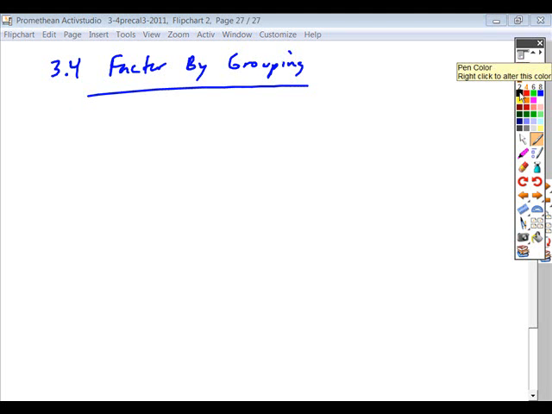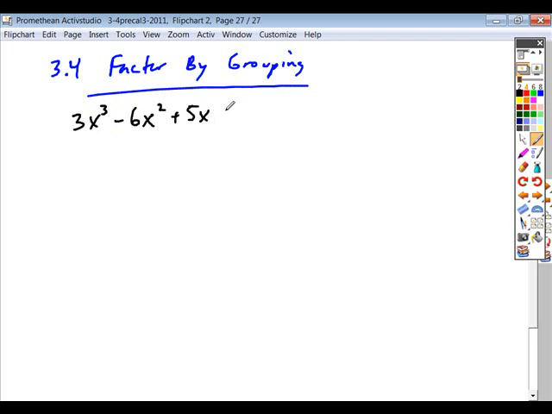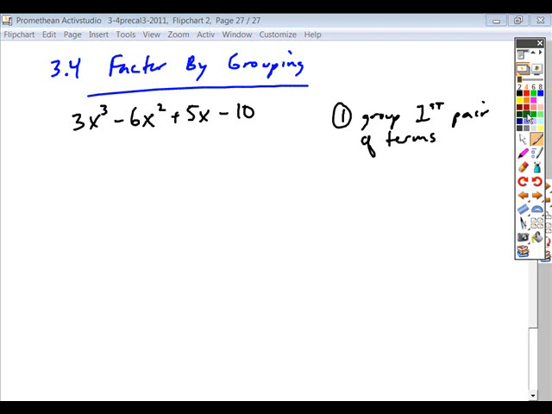And factor by grouping involves the following steps. Usually you'll factor by grouping if you have 4 distinct terms, especially if those terms have no like terms. So ideally you look to see, can you combine any like terms and factor another method first?